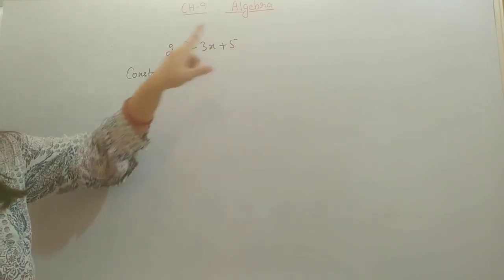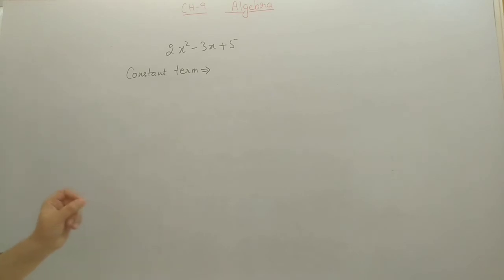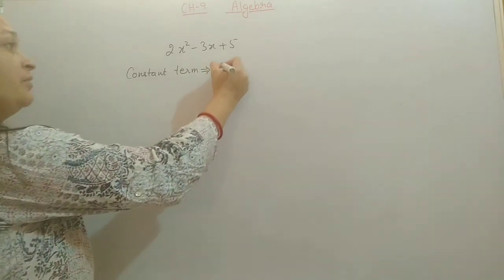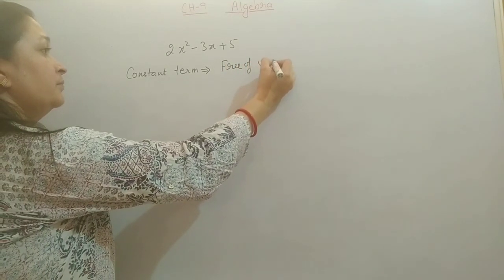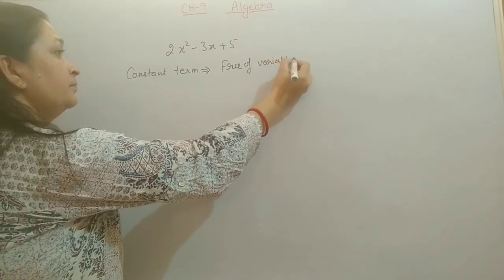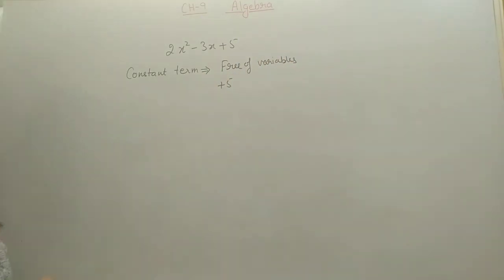Now at last we have only 5. With 5 there is no x, y, z, nothing is there. So this type of term we will call constant term, which is free of variable. Constant term means free of variable. In this case, plus 5 is a constant term.